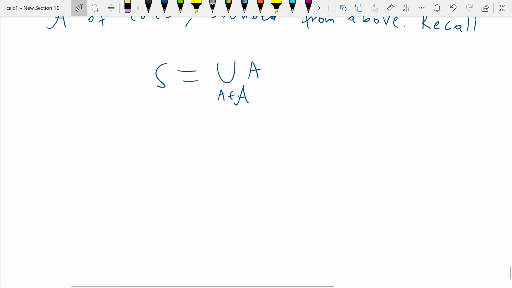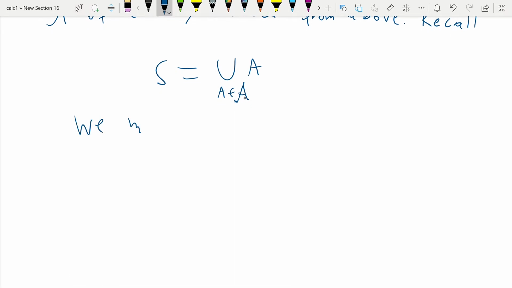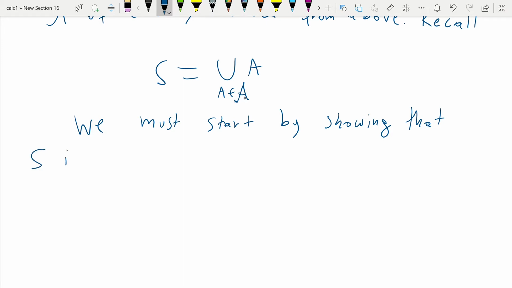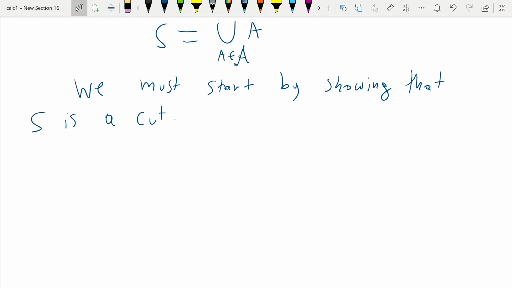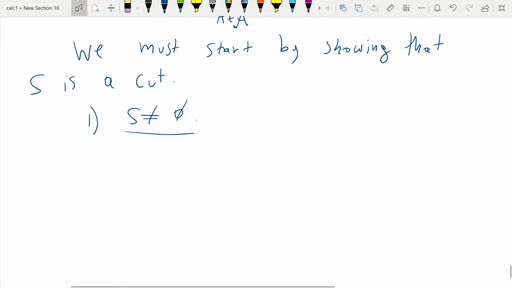And so we first must show, start by showing that S is a cut. To that end, we first prove that S is not empty. Okay, so how do we go about that?